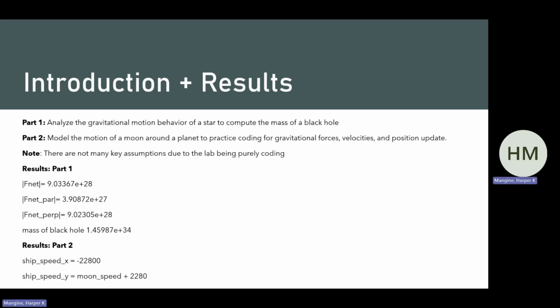So the results of part 1: my F net, perpendicular, parallel, and normal were all very large numbers, times 10 to the 27th and the 28th. And then the mass of my black hole was essentially 1.5 times 10 to the 34th. The second results: my ship speed in the x direction was negative 22,800. And then my ship speed in the y, I chose to do it in relation to the moon speed, just because any value that I had been putting for the y direction was not lifting off.